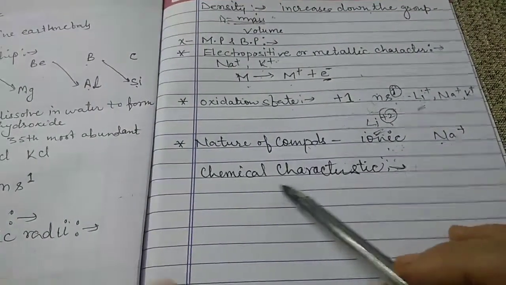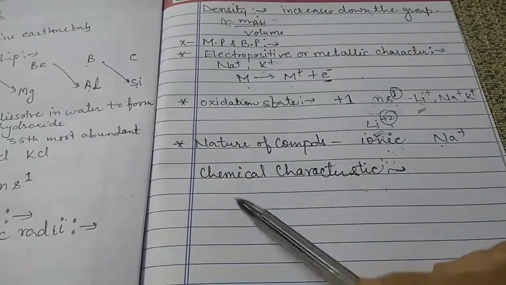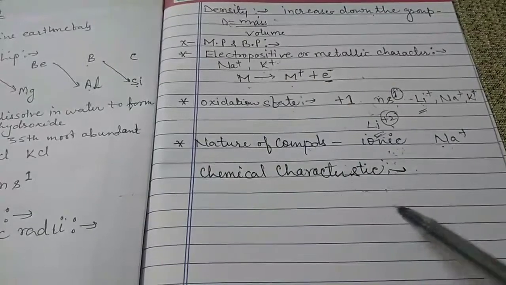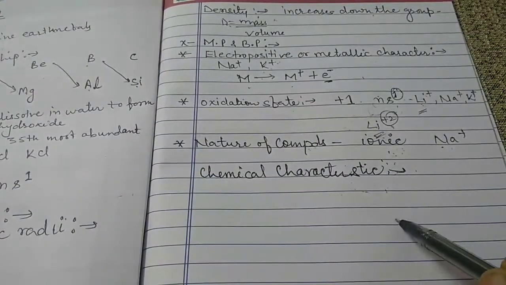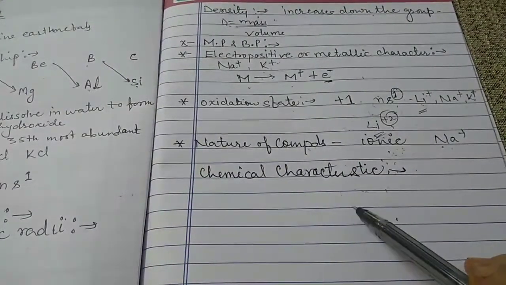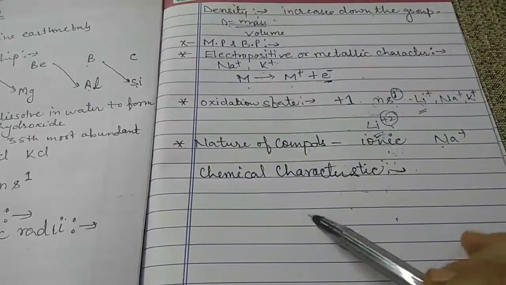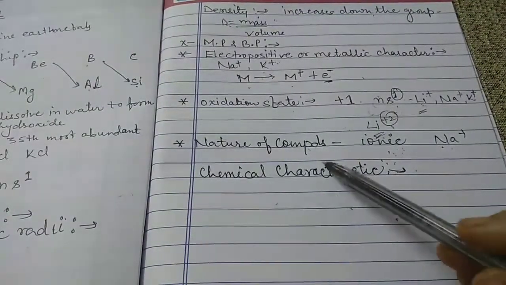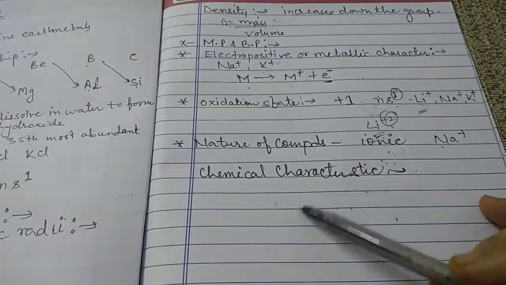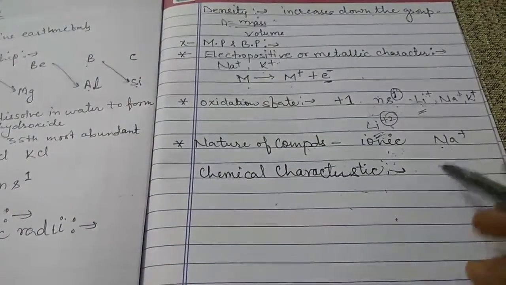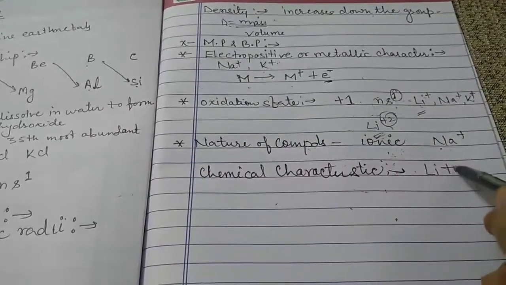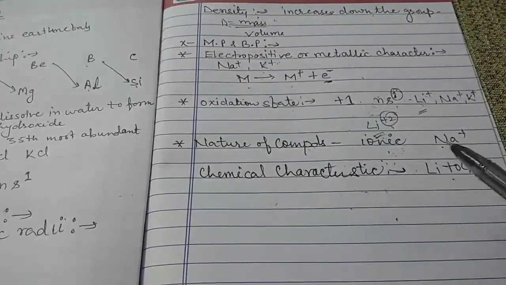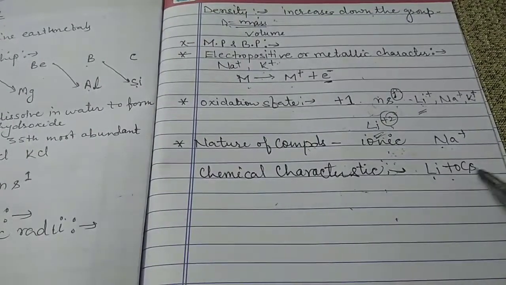Now the next is the chemical characteristics. The alkali metals exhibit high chemical reactivity. And why do they possess high chemical reactivity? Because their ionization enthalpy is very low, and they have a low heat of atomization. As the value of the ionization energy decreases down the group from lithium to cesium, the reactivity of the alkali metals increases from lithium to cesium.